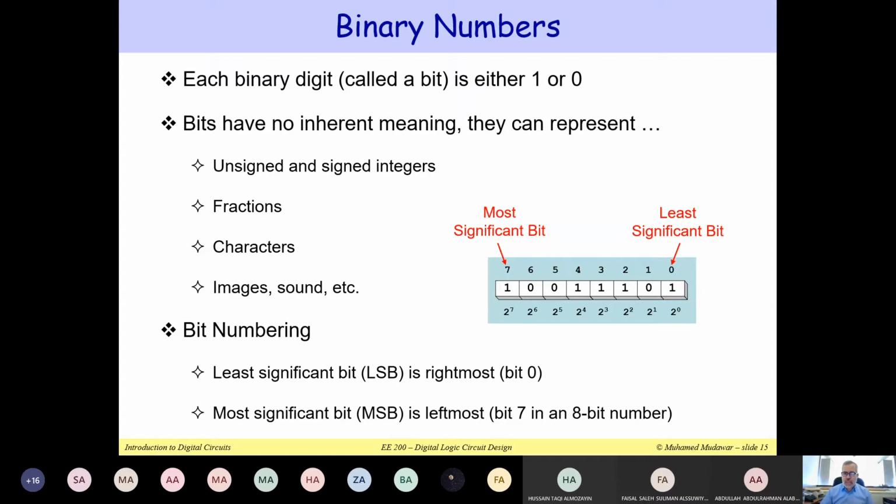Each bit has a weight. So the weight of bit 0 is 2 to the power 0, which is equal to 1. The weight of bit 1 will be 2 to the power 1, which is equal to 2, and so on. And the weight of the most significant bit, here it's bit 7, is 2 to the power 7, which is 128. So each bit has a position inside the number, and it has a weight. Please interrupt me if you have any question at any time.